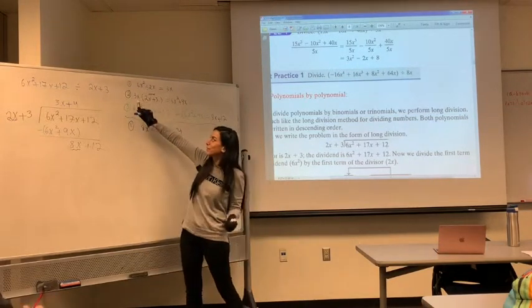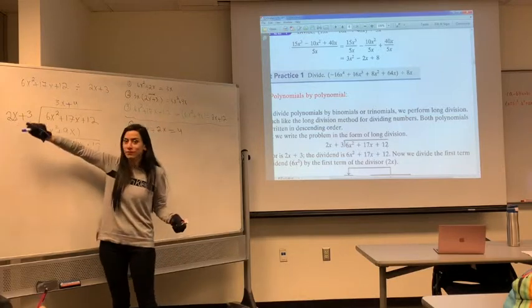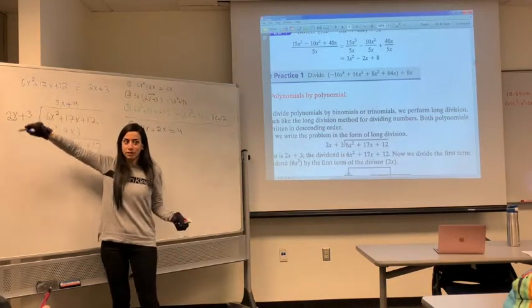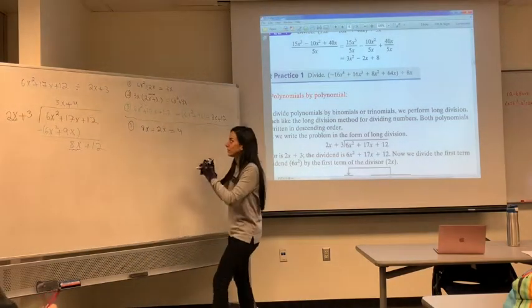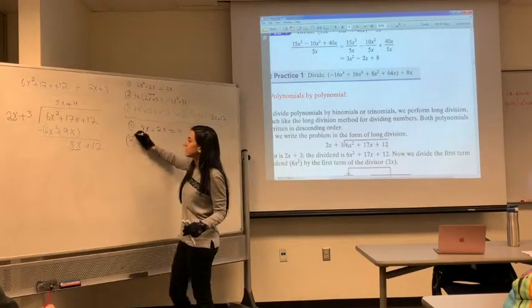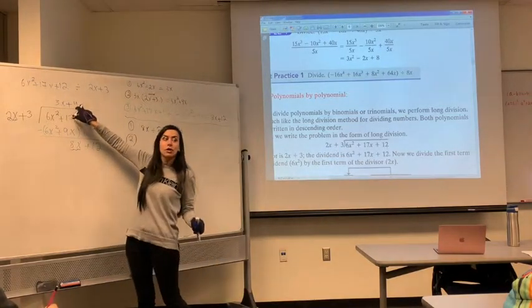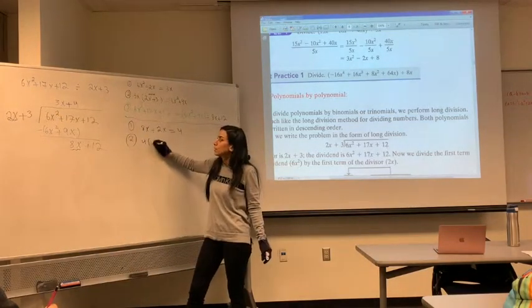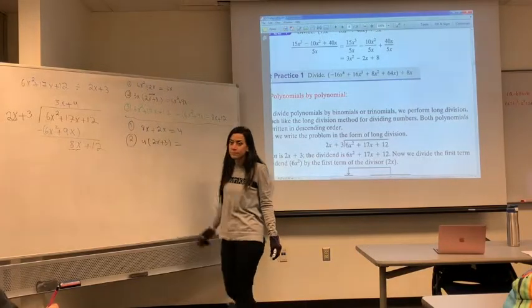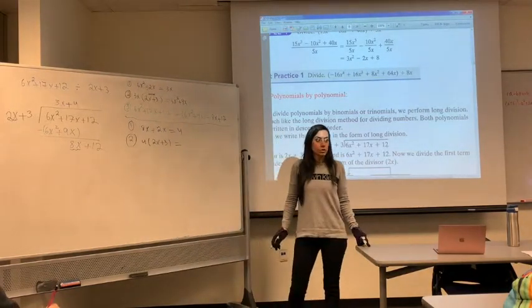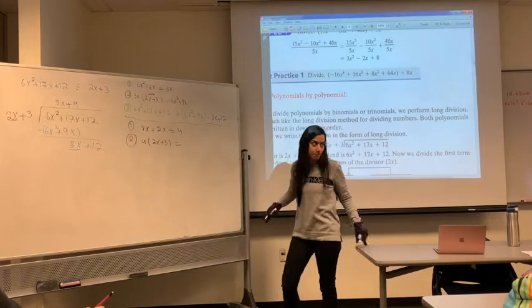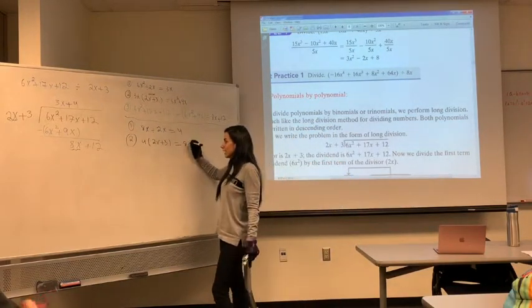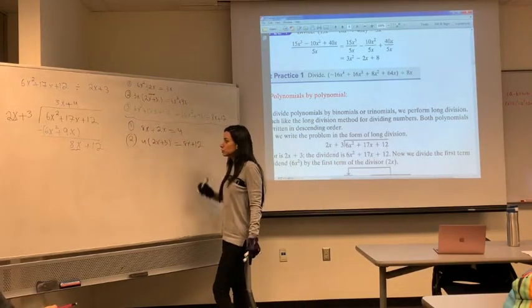Here when we had 3x, we multiplied 3x to each of these, right? All divisor. So now we should do the same thing. So the second step, now we have 4 that should be multiplied to the divisor. 4 multiplies to 2x plus 3, right? So the same steps. We have 8x plus 12.